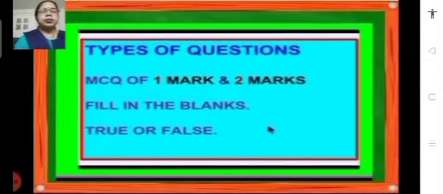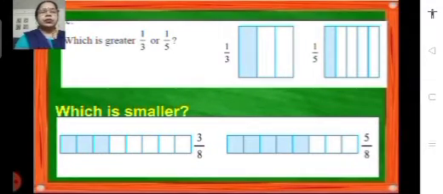This is your maths paper pattern. There will be MCQs of 1 mark and 2 marks, then fill in the blanks and true or false. So let's revise some important questions from this chapter.